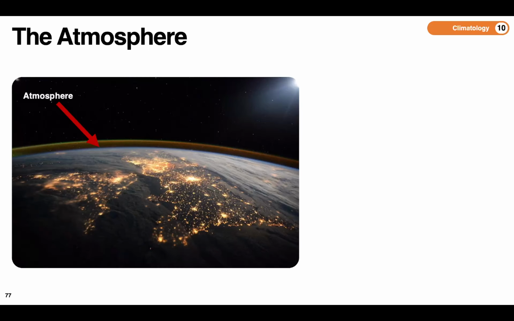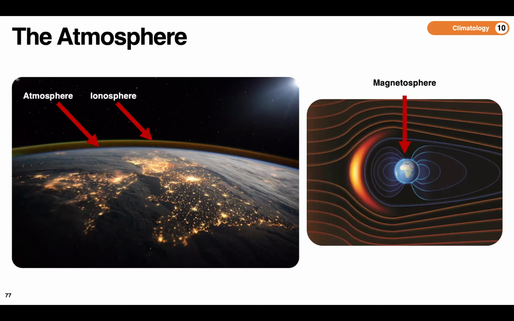In this image, you can see how thin the atmosphere is, and actually the orange sphere that surrounds it is not the atmosphere, but the ionosphere. And the atmosphere is protected by Earth's powerful magnetic core, which envelops the atmosphere and extends far beyond it, which is called the magnetosphere.